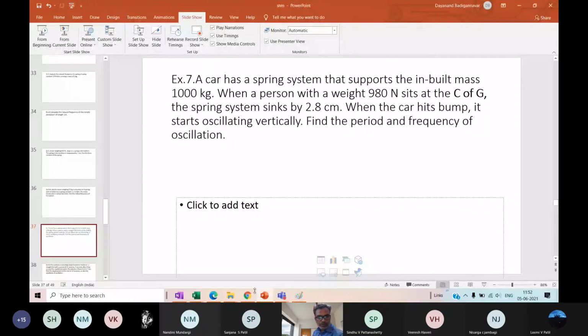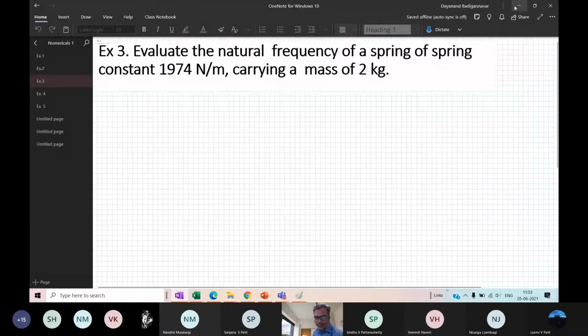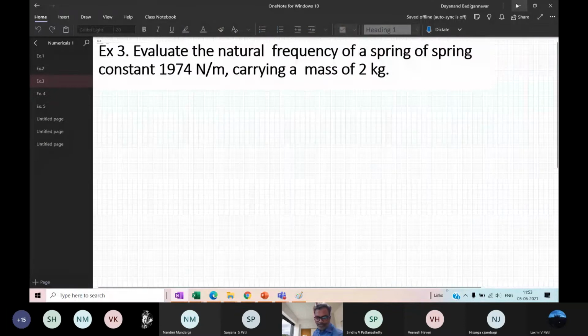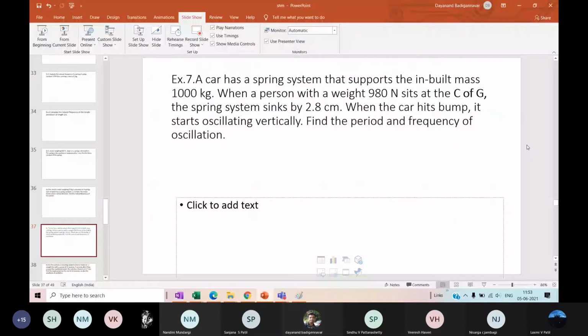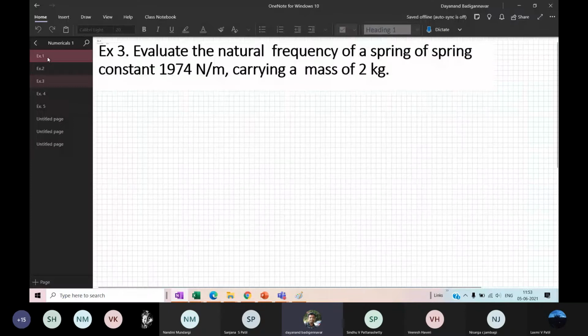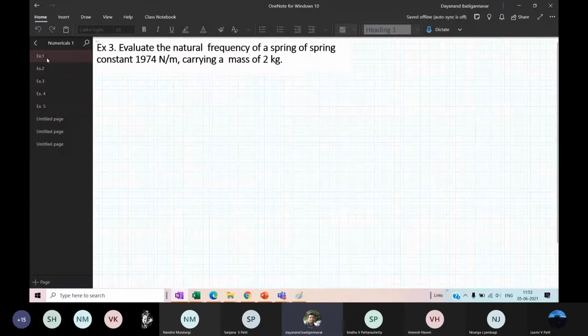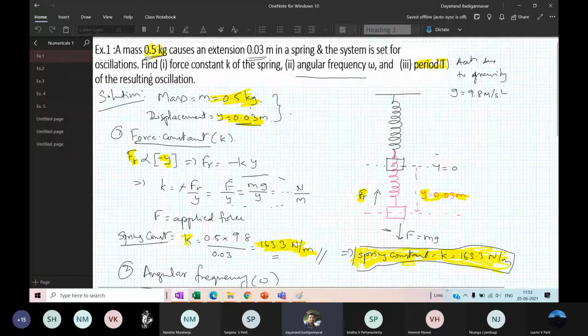So we have solved a couple of problems on the basics of SHM. For example, a mass of 0.5 kg causes an extension of 0.3 meters in a spring and the system is set for oscillations. Find the force constant, angular frequency, and period of the resulting oscillation. This is one problem we have solved.